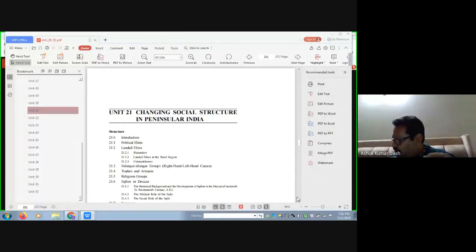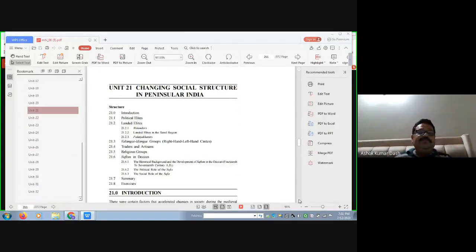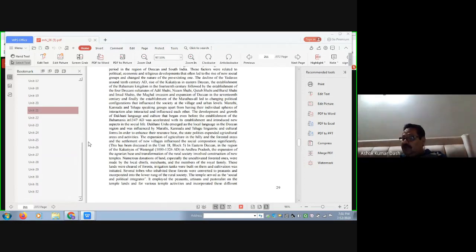I'll be with you in the next class with block 6. And it is having 5 units. This is a very big block, but a big block with very small things, very limited.